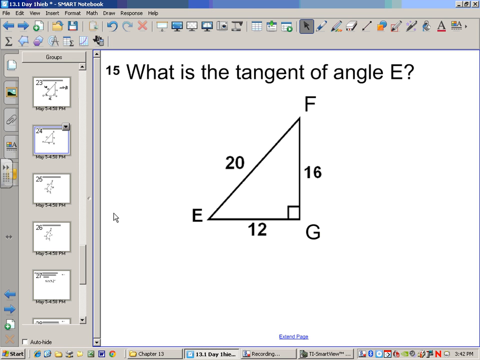Now I want you to try this one. What is the tangent of angle E? Pause the video and see if you can get this on your own. Hopefully you're done. Tangent of E is going to be opposite, which is 16, over adjacent, which is 12. If I reduce that, that would be 4 over 3.